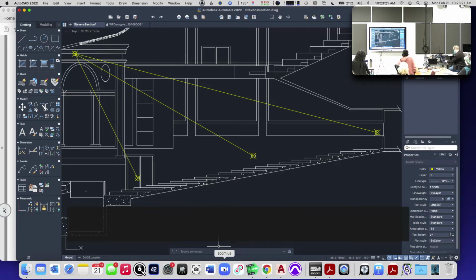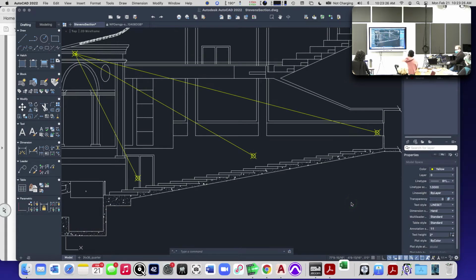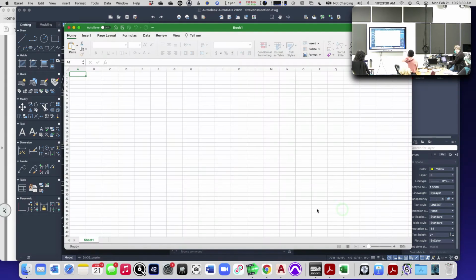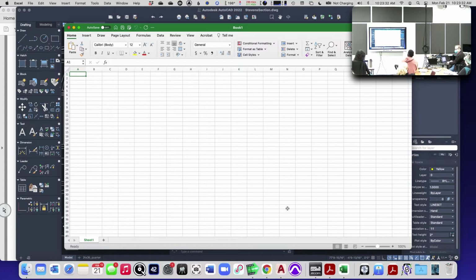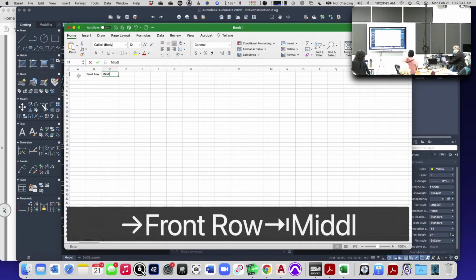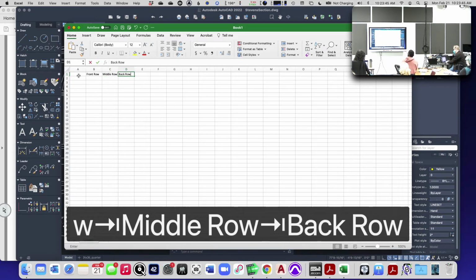I'm going to draw a third line here to here. Now, I'm going to open up a little spreadsheet because we're about to remember a whole lot of numbers. Okay, so I'm going to put Excel to work for me. And I'm going to have, let's see, front row, middle row, back row.